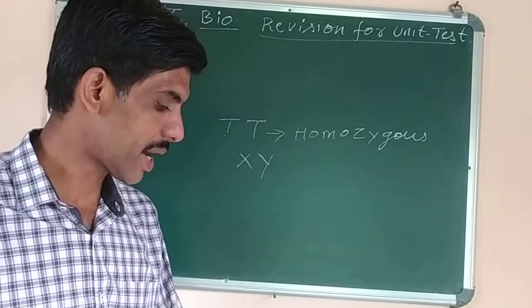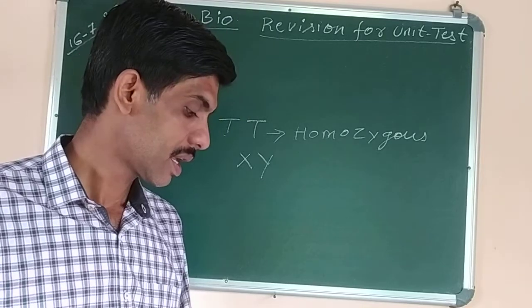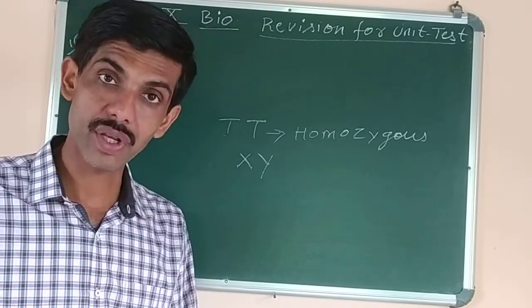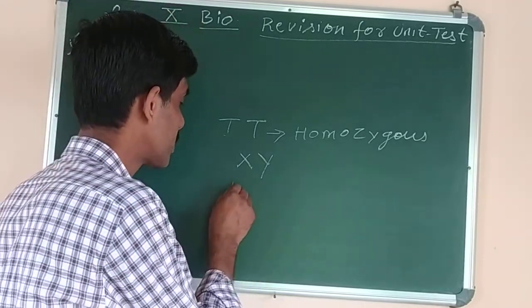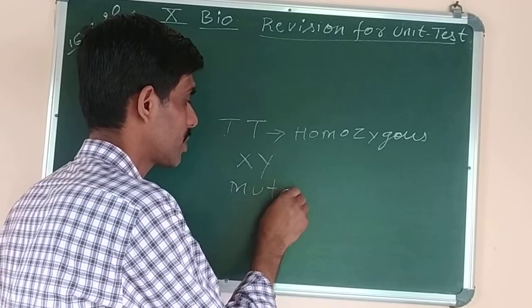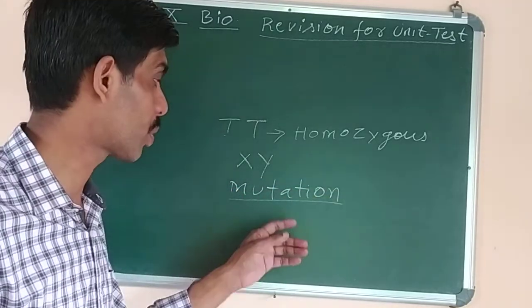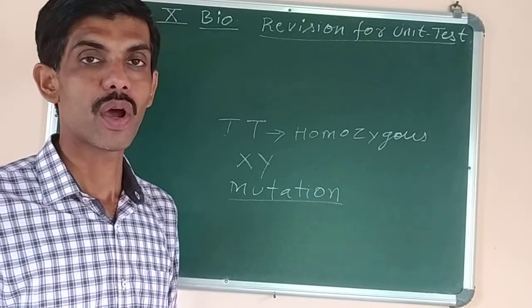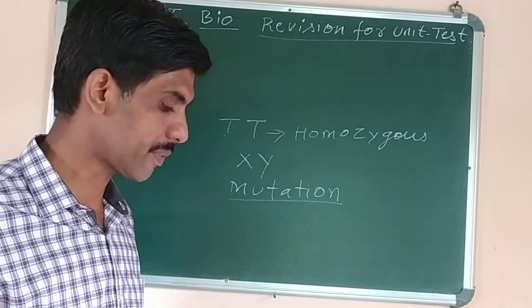Then number 9, an alteration in genetic material that can be inherited. Alteration means some changes in the genetic material. That is called mutation. M-U-T-A-T-I-O-N, mutation. Alteration means either the chromosome number will be different, changes in the number of chromosomes, or the structure of chromosomes, or the number of genes. Any one will be different.